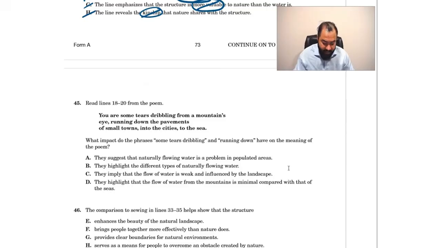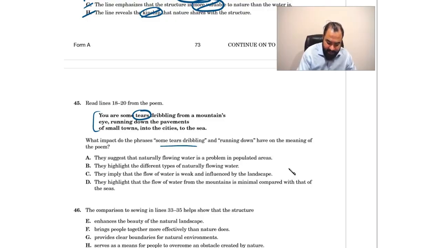Okay, now 45. Your some tears dribbling. No, so tears is the sense of weakness. This is what concrete was telling water, trying to insult it. Now, what impact do the phrases some tears dribbling, running down have?